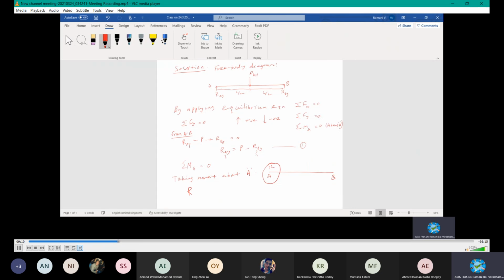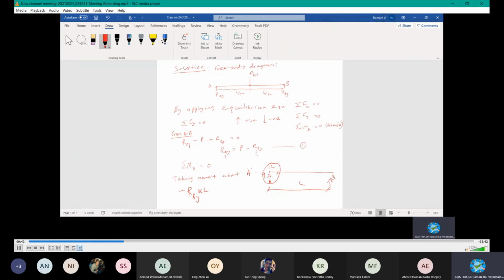Imagine the clock is here, the 12, 3, 6, 9. Because it is a moment, better follow the clockwise or anti-clockwise direction. It is like this: RBY times the distance into L. The whole distance is L, right? So I will have L, and this is negative, because about A it is rotating in this direction, negative.